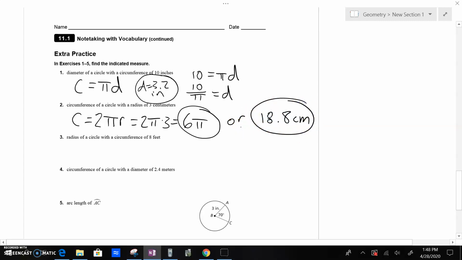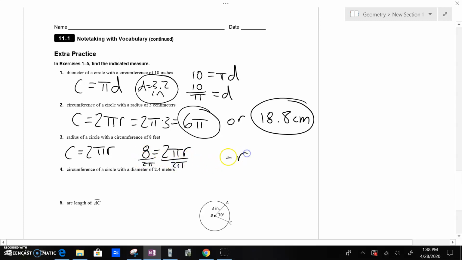And if you're not given specifics as to what to round to, technically those are both equal, but we'll just call it 18.8. This next one, we're looking for a radius of a circle with circumference of 8 feet. So we've got circumference is 2 times pi times radius, or circumference we know is 8, and what we want to find is the radius. So we're going to divide both sides by 2 pi.